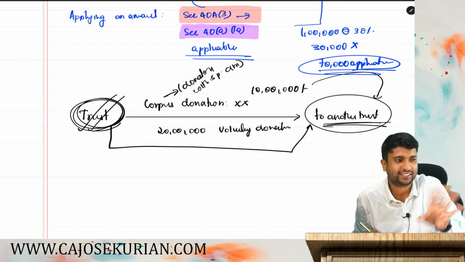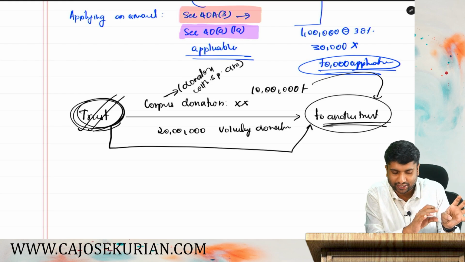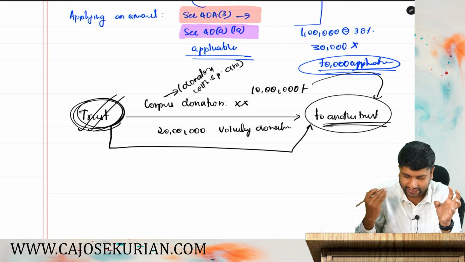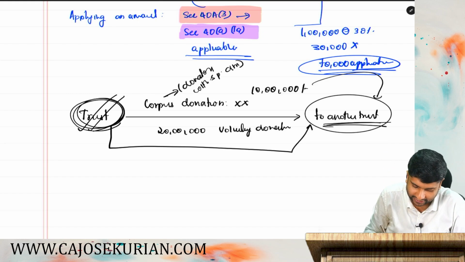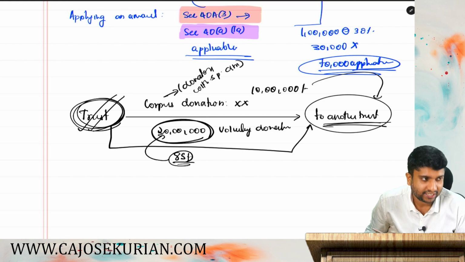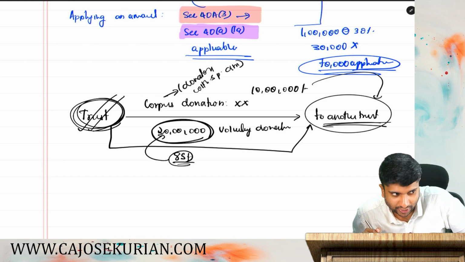That means right now it is not like that. There is an amendment that came in. So what does the department say? If a trust gives a normal donation to another trust, then out of that entire 20, only 85% you can claim as deduction. Only 85% is allowed as deduction.